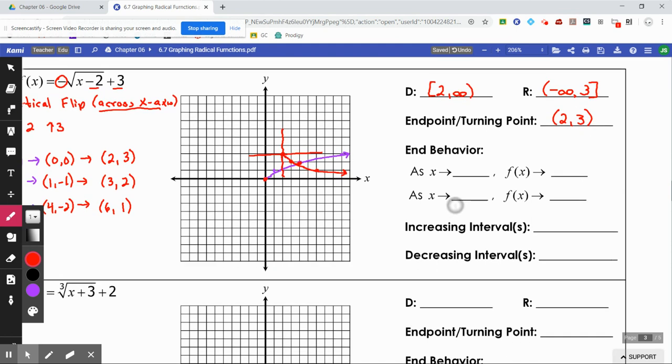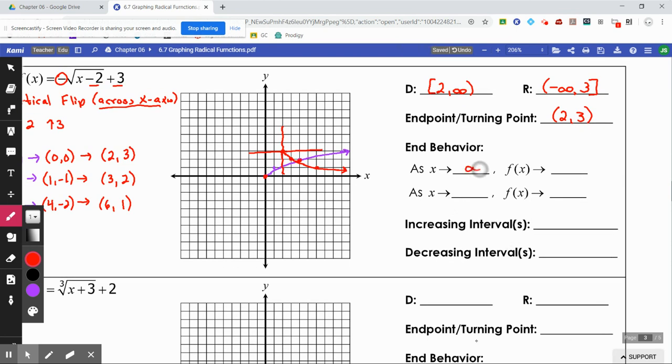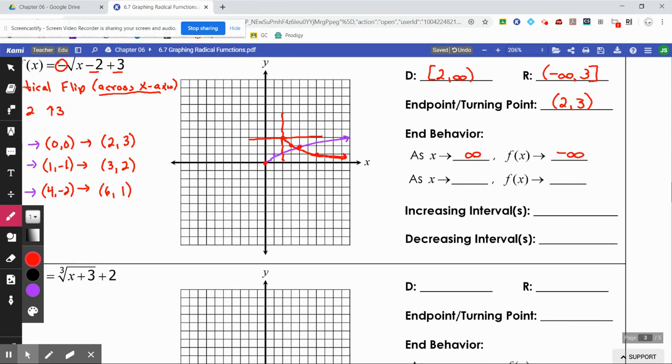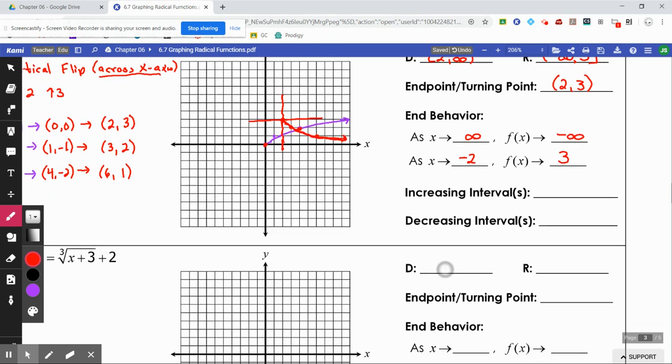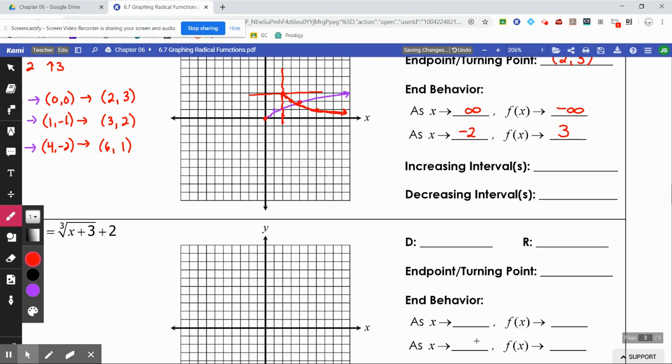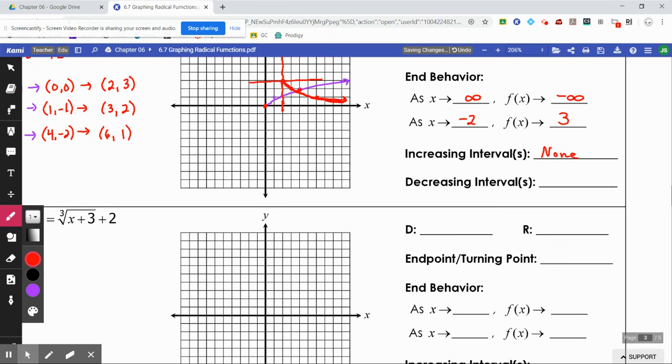End behavior: as we travel to the right, my graph is decreasing. It's going downhill to negative infinity. As we travel to the left, my x value approaches 2, and as I approach 2 on my x, my y value approaches 3. You always read increasing and decreasing from left to right. It's never increasing. It's always going downhill. So nowhere is it increasing, but it's decreasing from 2 forever. So that would be from 2 to infinity.